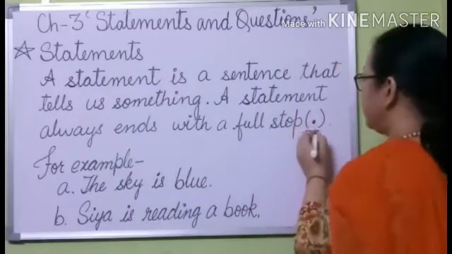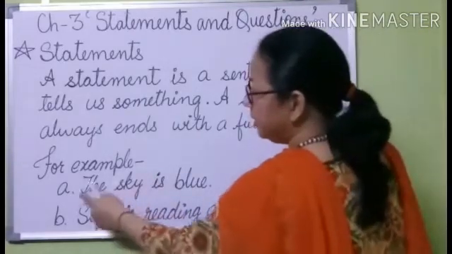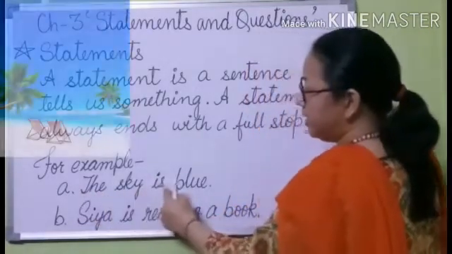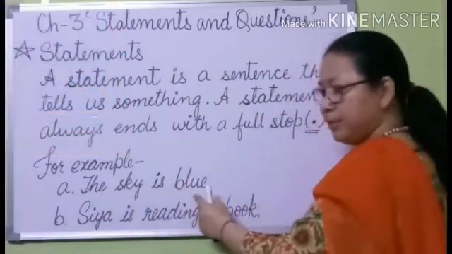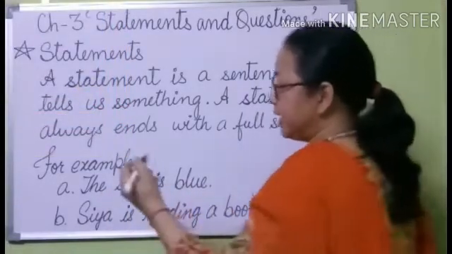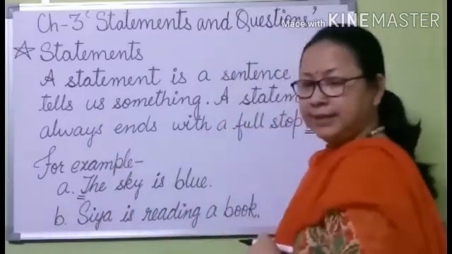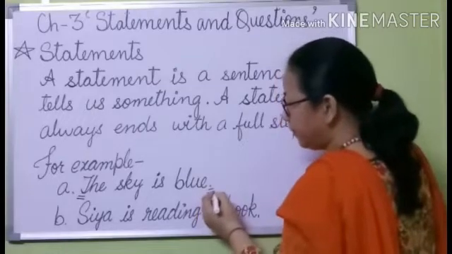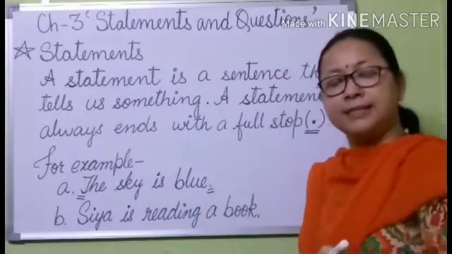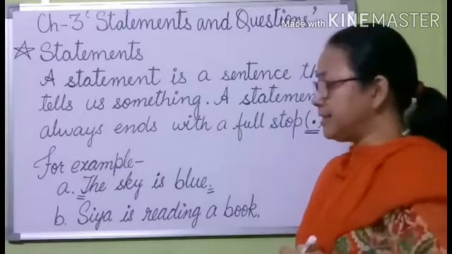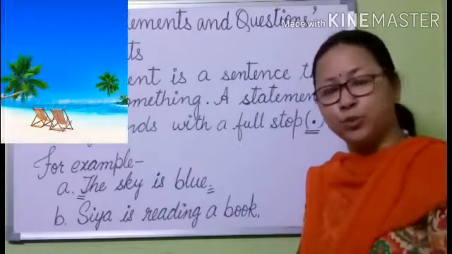And here is the full stop. For example, A. The sky is blue. This sentence begins with the capital letter T and ends with the full stop. And this sentence is telling us something. It tells us that the color of the sky is blue.